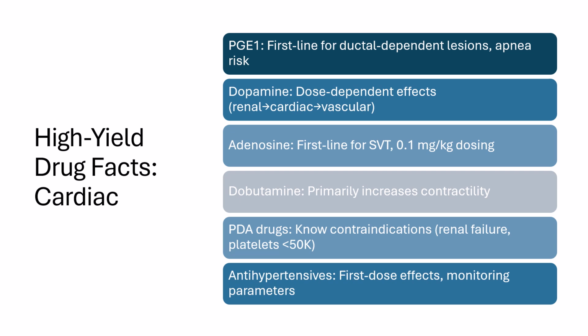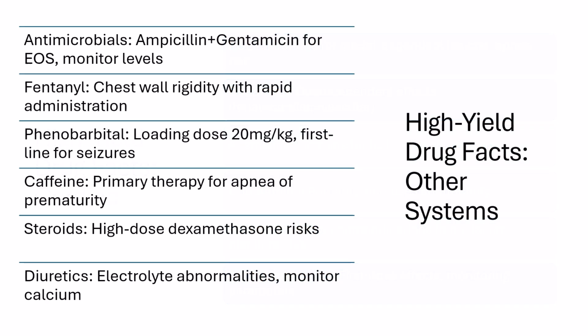Dobutamine primarily increases cardiac contractility without as much vasoconstriction as dopamine. PDA drugs like Indomethacin are contraindicated with renal failure, platelets under 50,000, active bleeding, NEC, and severe sepsis. With antihypertensives, remember first dose effects with ACE inhibitors and the need for careful monitoring. For antimicrobials, remember that ampicillin plus gentamicin is first line for early-onset sepsis, and you must monitor gentamicin levels to prevent toxicity. With fentanyl, the critical side effect is chest wall rigidity with rapid administration.